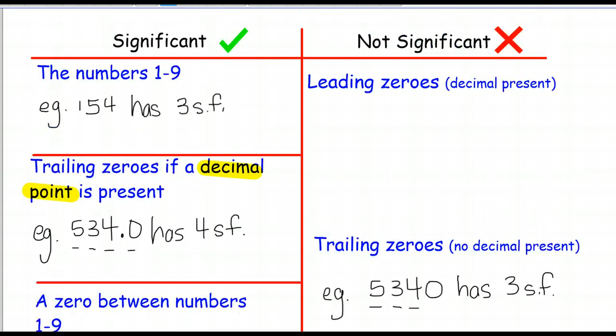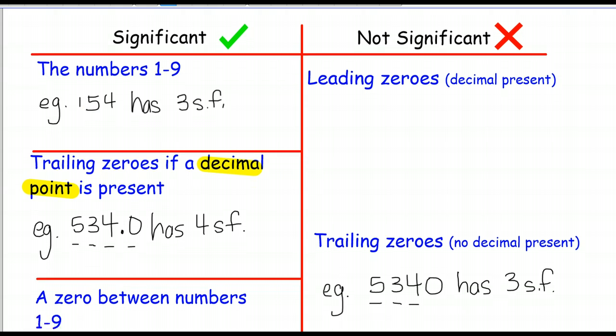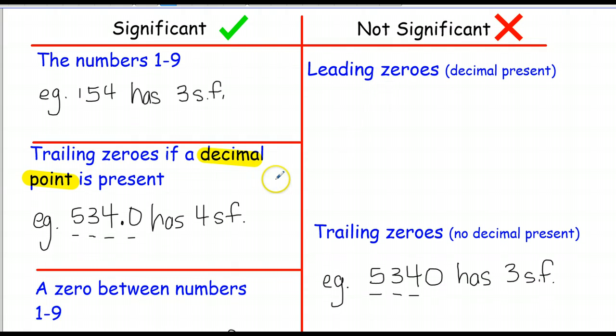Okay, so 3 different scenarios to consider whether a number is significant, and 2 different scenarios to consider whether it's not significant. So we just have the one last one when it's not significant. We just finished talking about zeros that occur between numbers, and we've talked about zeros that occur at the end of numbers. If there's a decimal, it counts. If there's no decimal, it doesn't count. What happens when we have zeros at the beginning of a number?